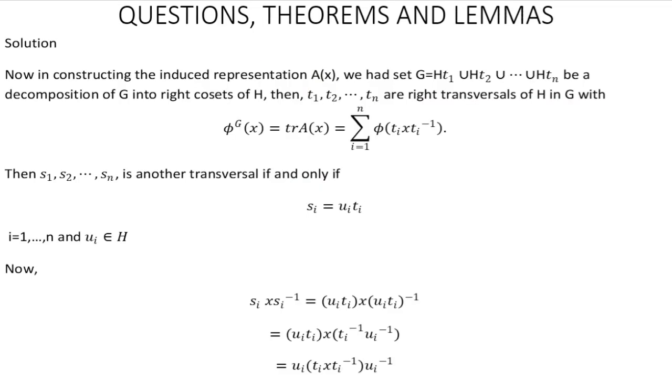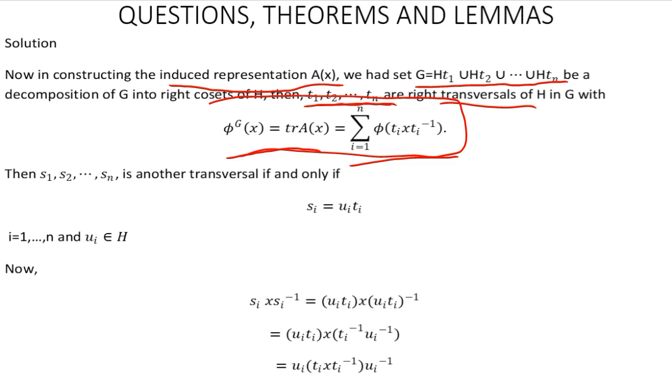So the solution is this. In constructing our induced representation A(x), if you recall, we had a subgroup H, and we saw that G can be expressed as a union of the cosets in terms of the subgroup H. The Ti's, that's T1 to Tn, are right transversals. We saw that the induced character will be the trace of A(x), which is written as you can see here. This is the result the question was saying would not materially be affected.